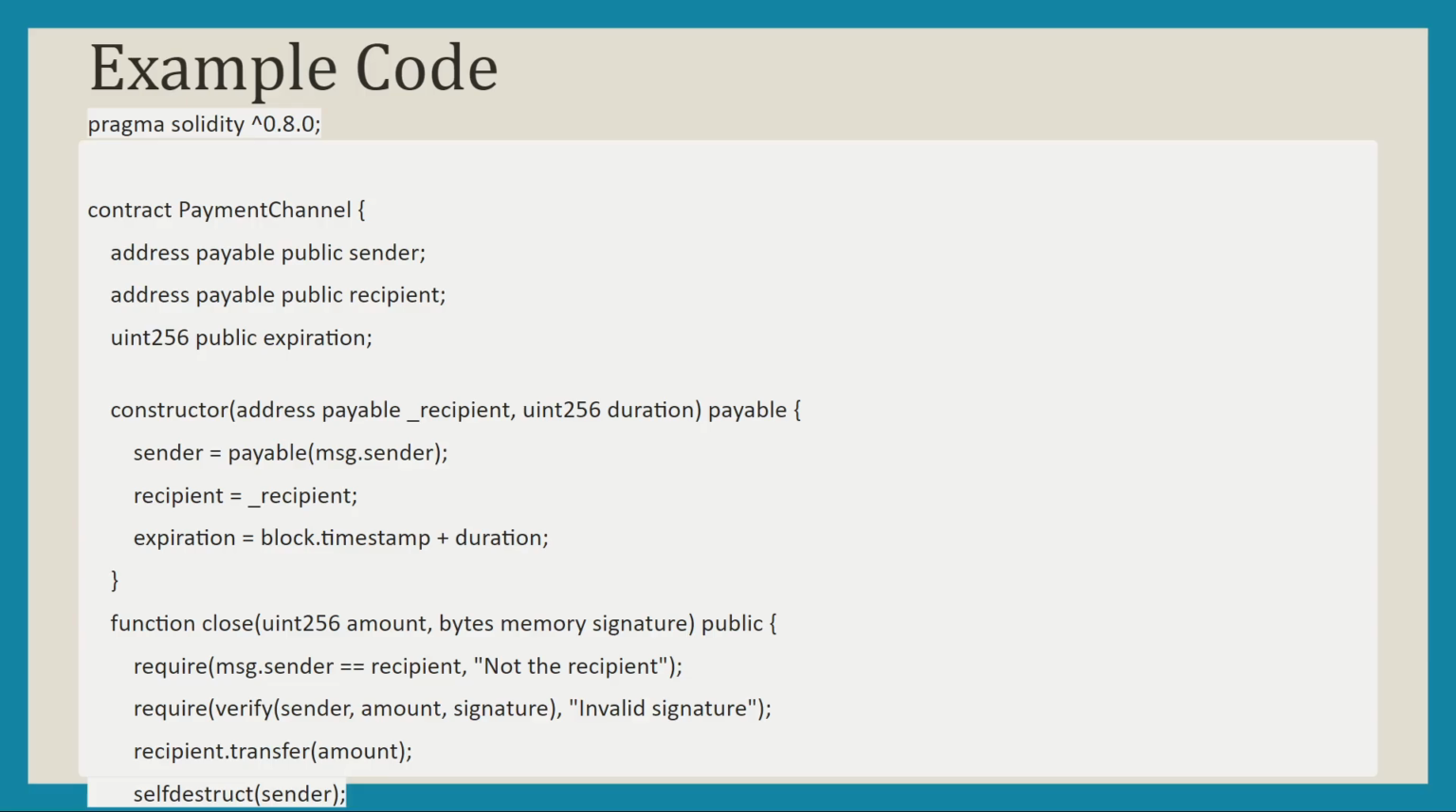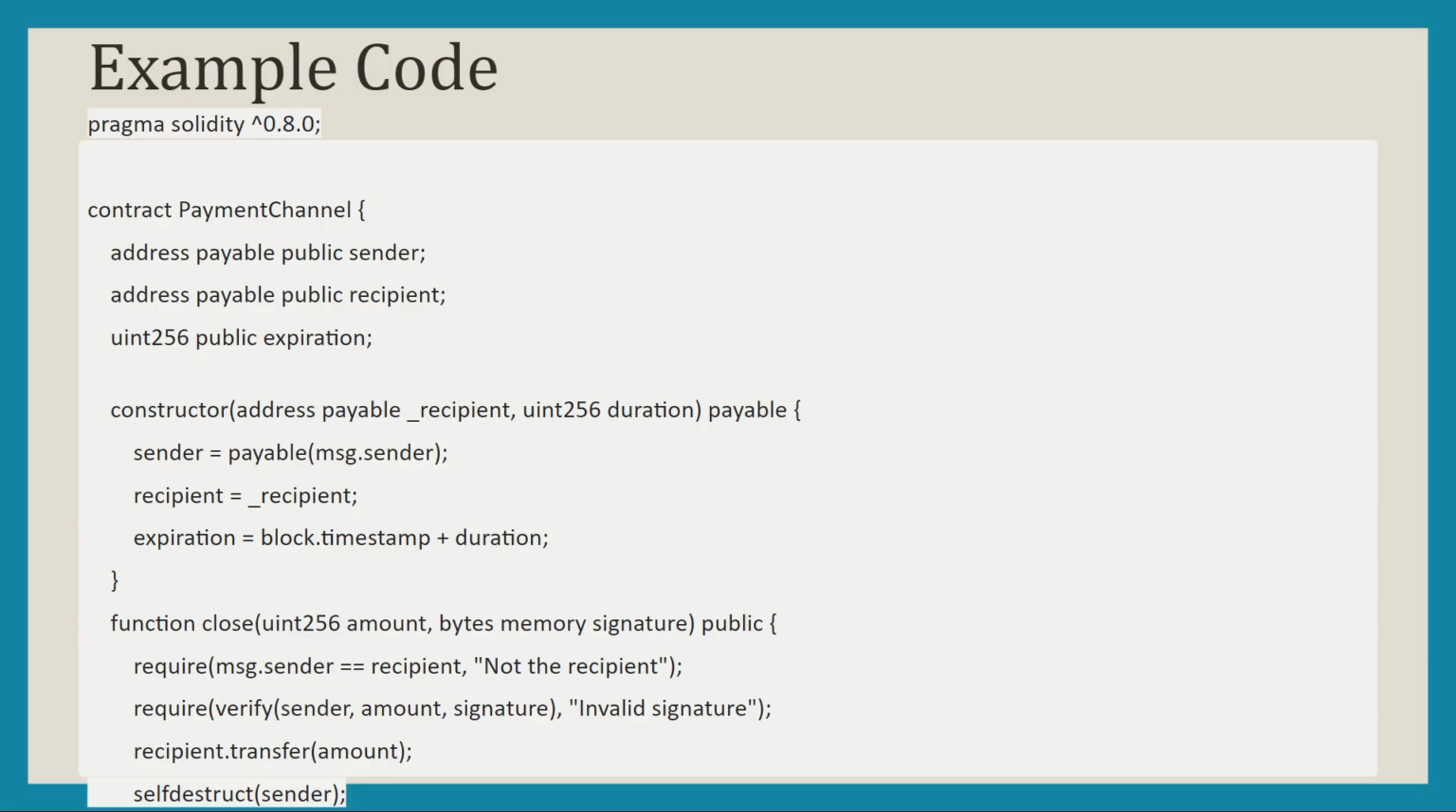First, you're specifying the state variables, address payable public sender. This is the address of the sender who creates and funds the payment channel. Address payable public recipient, address of the recipient who will receive the funds. uint256 public expiration, the timestamp at which the payment channel expires.